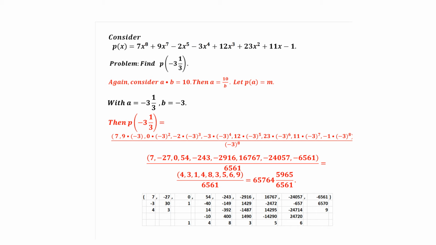So to find P of -3 1/3, we see in the tuple below we have 7 times 9 times -3 to the first, 0 times -3 squared, then we have -2 times -3 cubed, then -3 times -3 to the fourth, then 12 times -3 to the 5th, then 23 times -3 to the 6th, then 11 times -3 to the 7th, and then -1 times -3 to the 8th, and we're going to divide by -3 to the 8th. We'll work out all those numbers that's shown below.